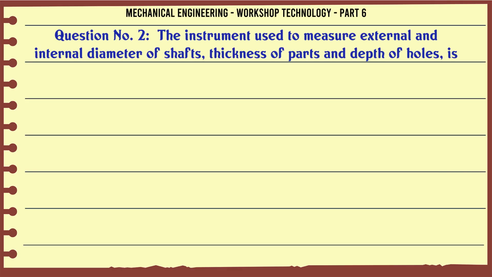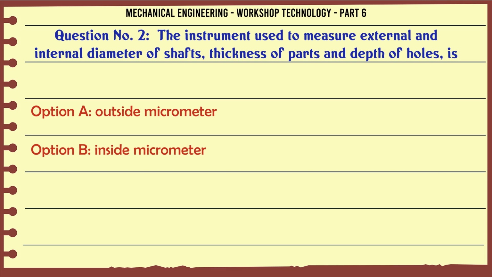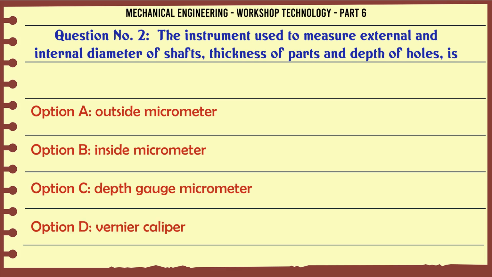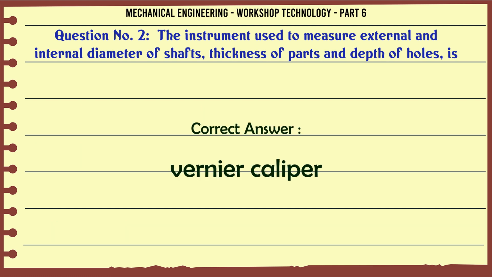The instrument used to measure external and internal diameter of shafts, thickness of parts, and depth of holes is A. Outside micrometer. B. Inside micrometer. C. Depth gauge micrometer. D. Vernier caliper. The correct answer is vernier caliper.